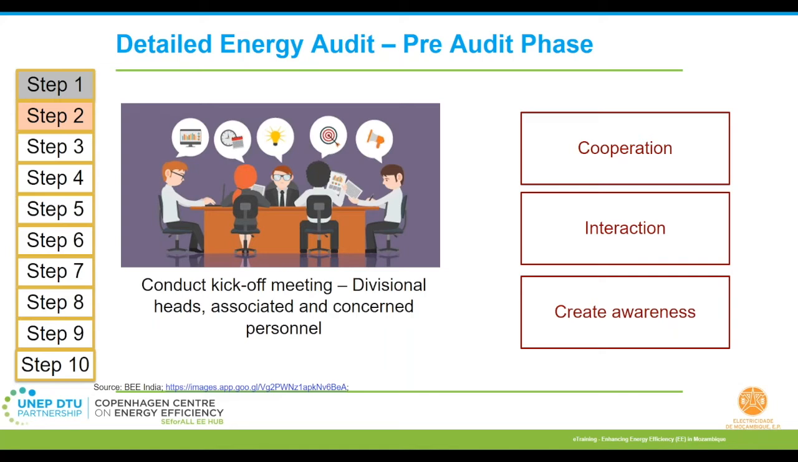Step two, once the energy auditor is acquainted with the facility, its operations and practices, you conduct a brief meeting with the divisional heads, the management, and the concerned personnel. This is basically to build cooperation among different divisions. This is also an opportunity to interact and seek more details or additional information on any aspects which the auditor did not understand during the walkthrough.